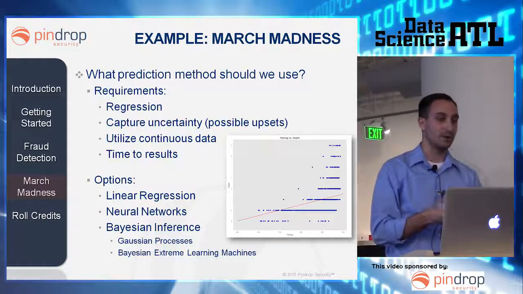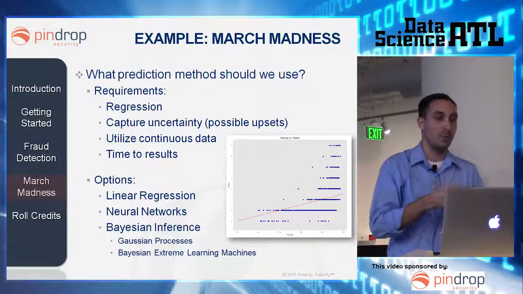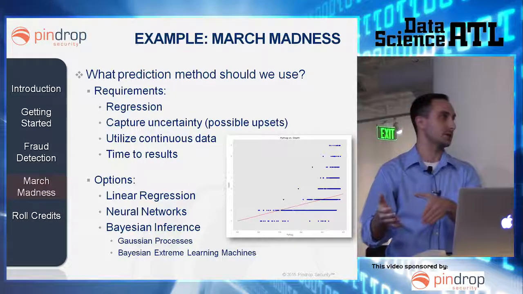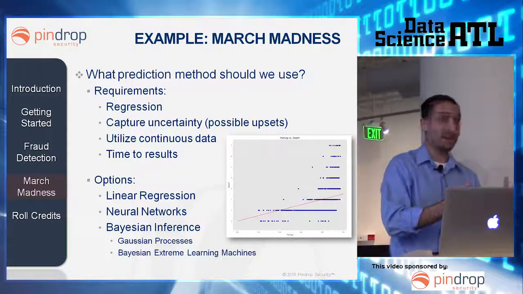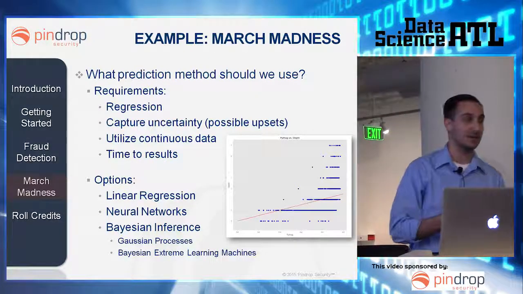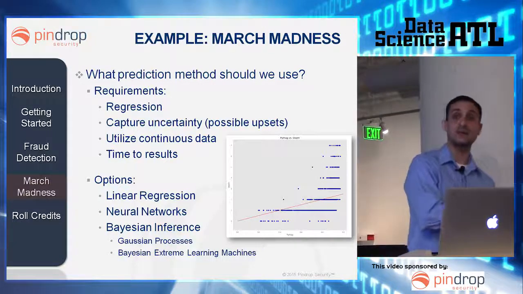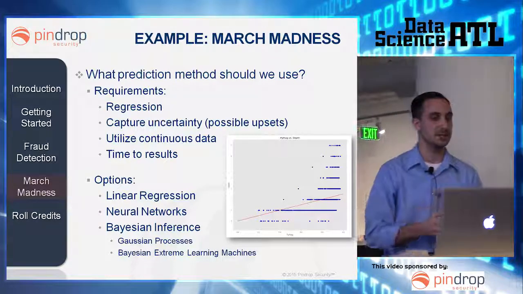The requirements for this are, one, we need to be able to capture the uncertainty of the problem. There are a bunch of upsets that happen, and that represents uncertainty. So we need to find a method that can represent this uncertainty.